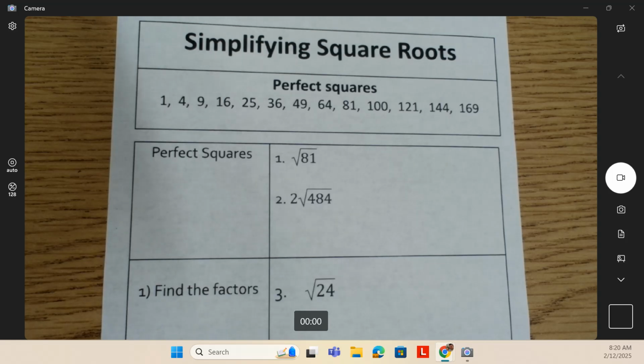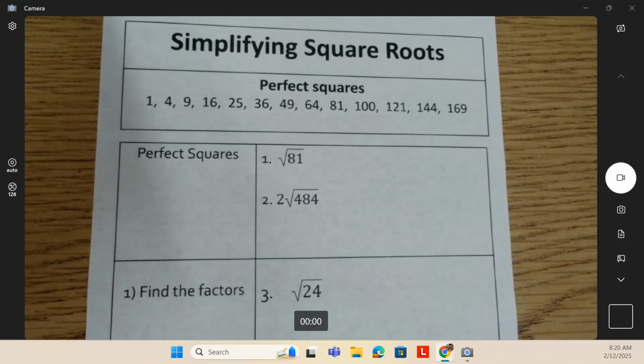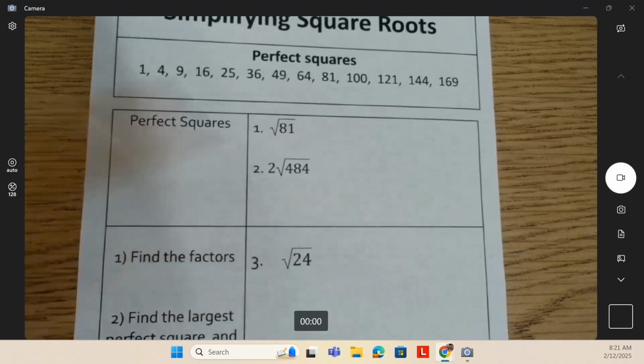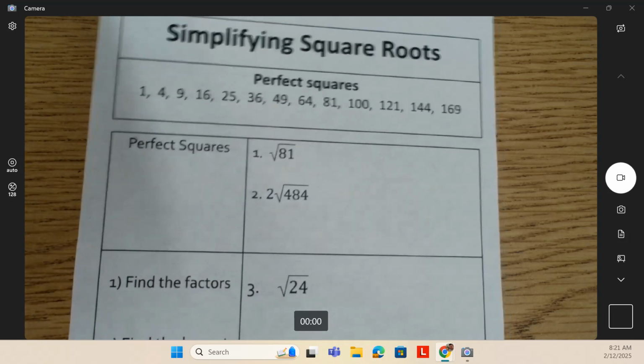Okay, we're going to take a little time and look at how to simplify square roots. What we're doing now is not just looking at perfect squares where we get it down to, oh, I know what the square root of 81 is. We're looking at ones like 24 that won't pair all the way out.